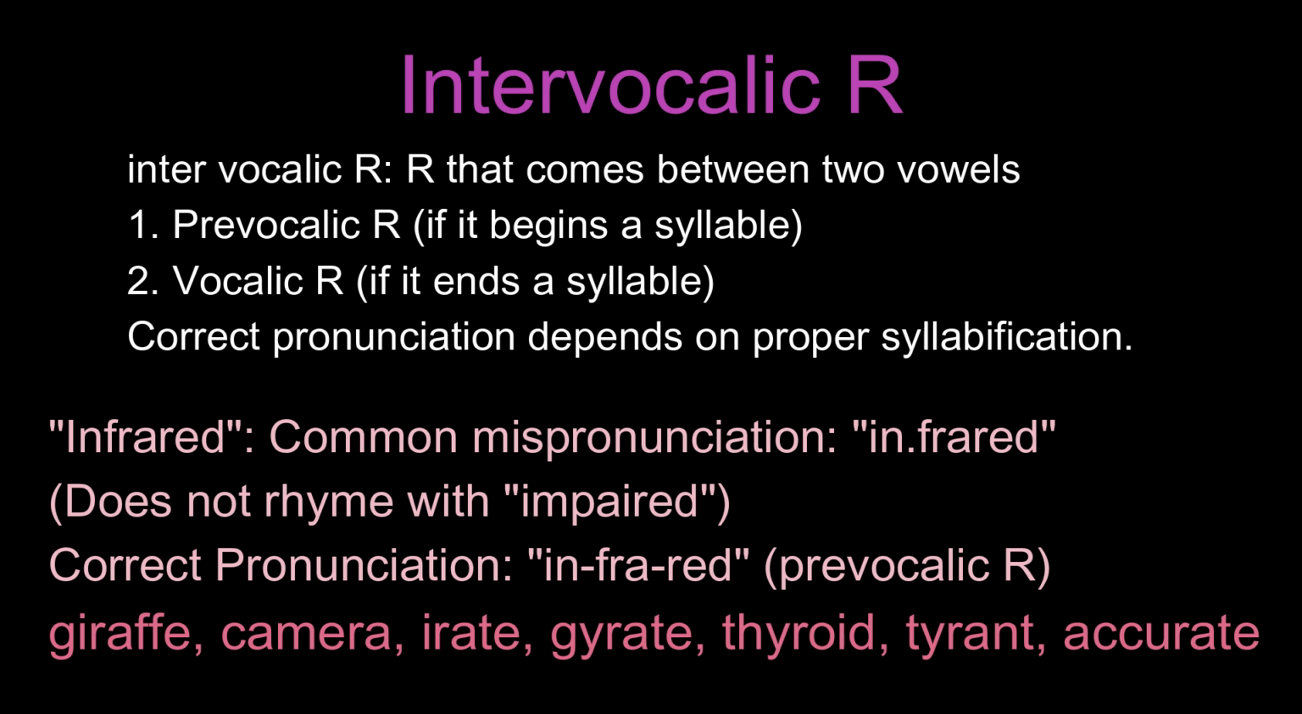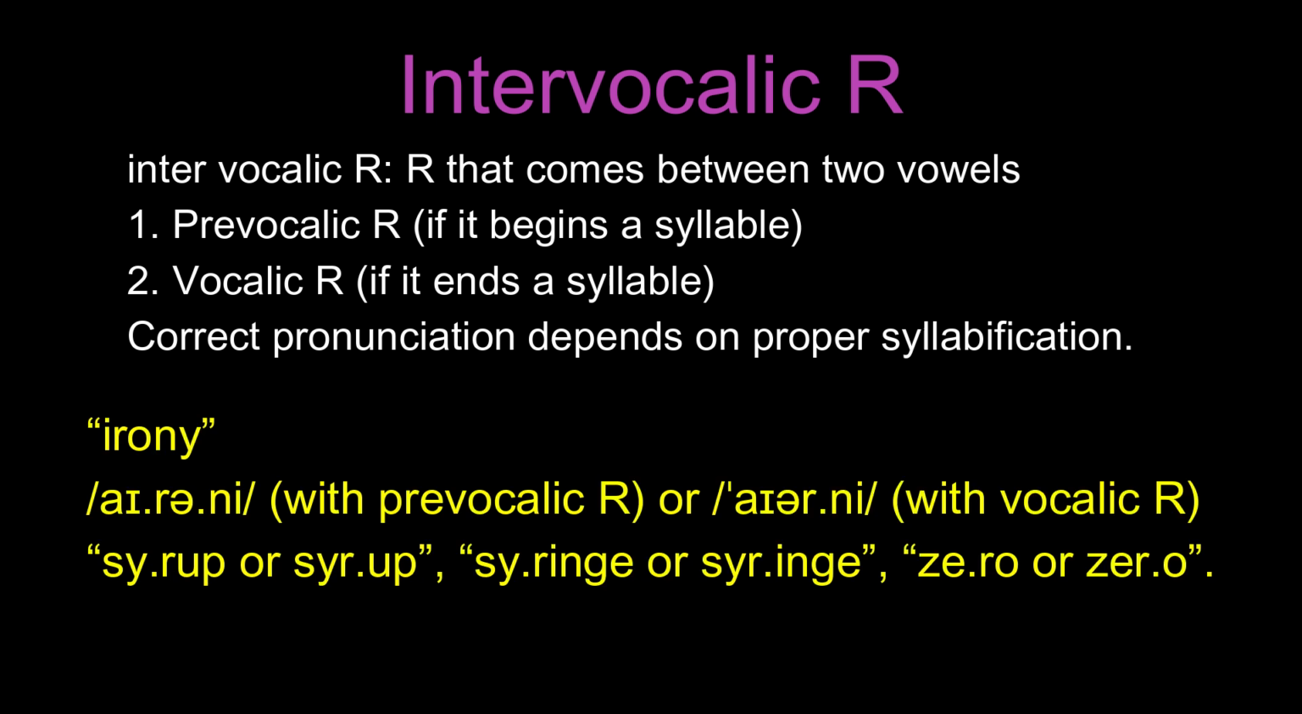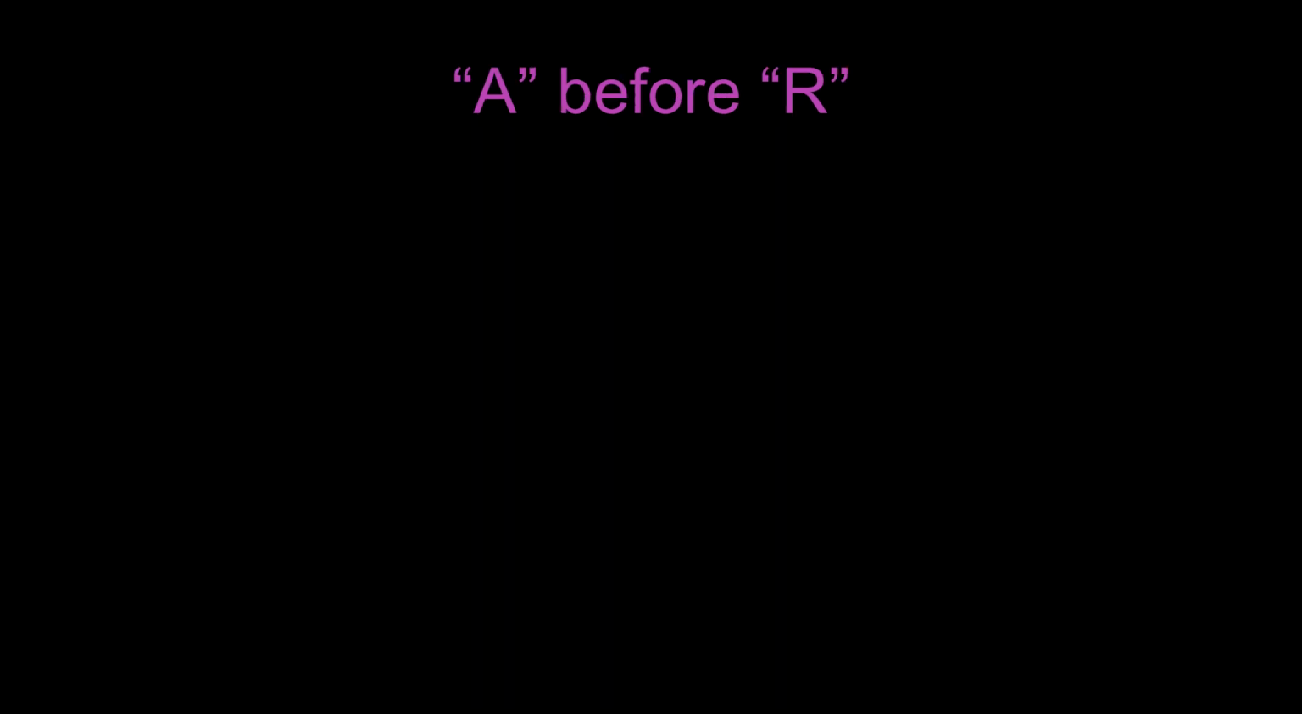Some intervocalic R words have alternative pronunciations. For example, some Americans pronounce the word irony with prevocalic R, while others say irony with vocalic R. These are similar examples: syrup or syrup, syringe or syringe, zero or zero. We examine examples of words with intervocalic R in light of how each stressed vowel letter is pronounced.